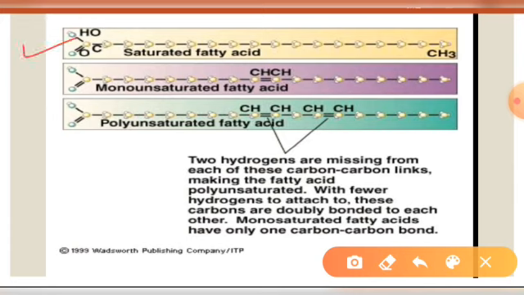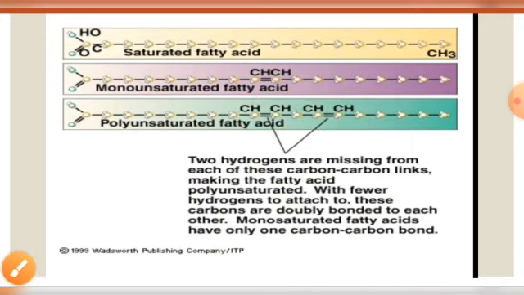A saturated fatty acid has no double bonds in the CH chain, that is the hydrocarbon chain, whereas unsaturated fatty acids have double bonds between the carbon atoms of the hydrocarbon chain. PUFA, that is polyunsaturated fatty acids, have more than one double bond between the hydrocarbon chain.